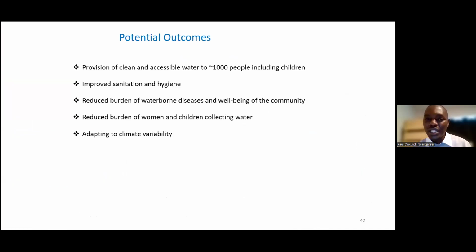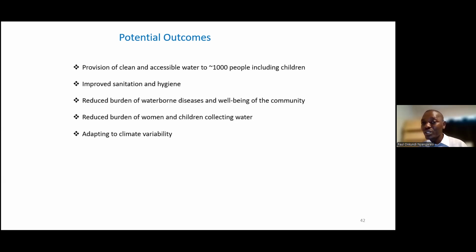So what are the potential outcomes? We are intending to provide clean water to approximately 1,000 people. And then we need to improve the sanitation of that given area. And at the end, we'll be able to reduce the burden of waterborne diseases and also reduce the burden on women and children collecting the water.